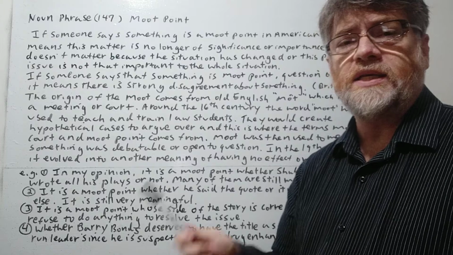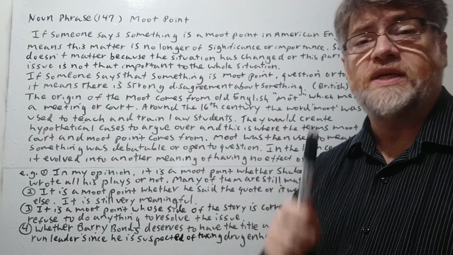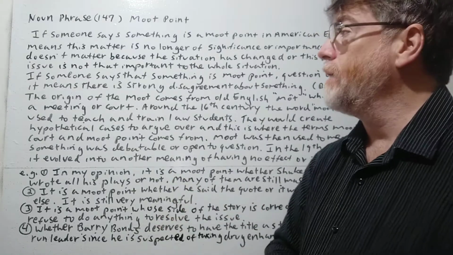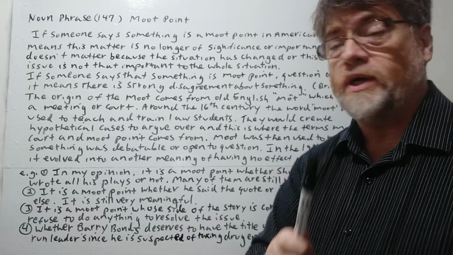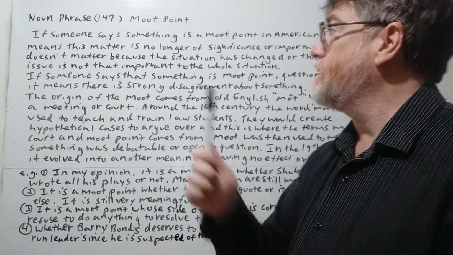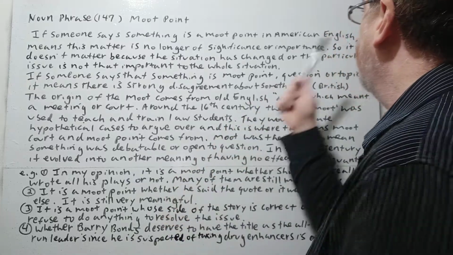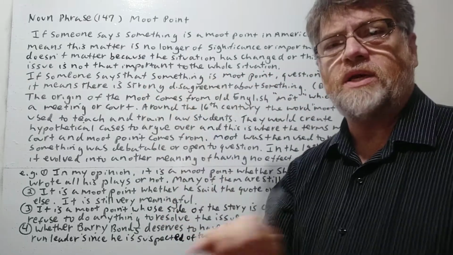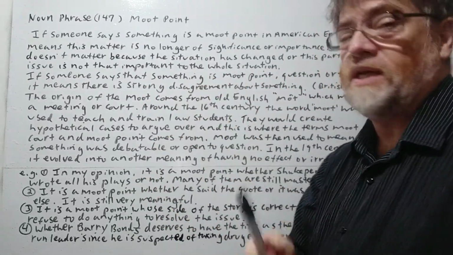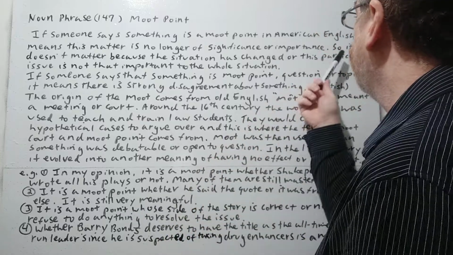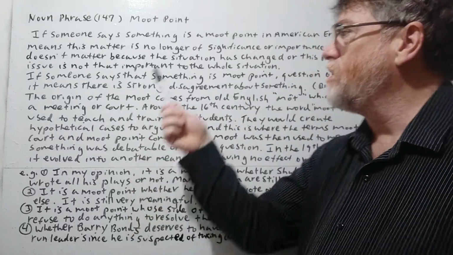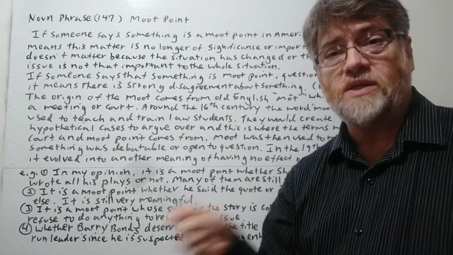The noun phrase today is moot point, or we often say something is a moot point. Okay, let's take a look at the note here. If someone says something is a moot point in American English, it means this matter is no longer of significance or importance. So it doesn't matter because the situation has changed.